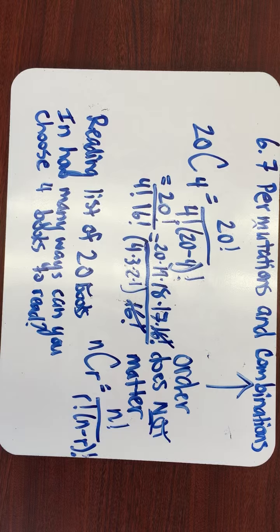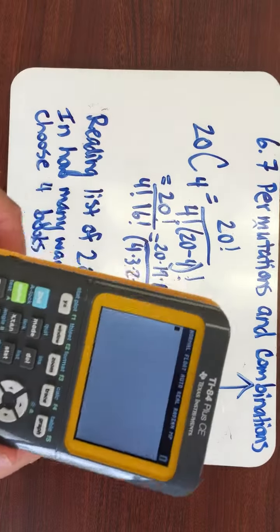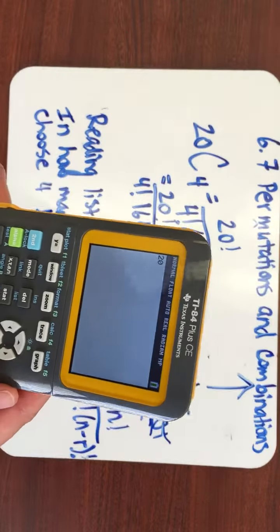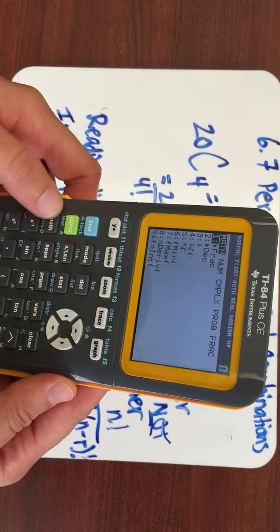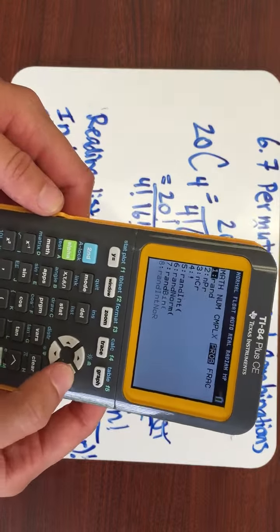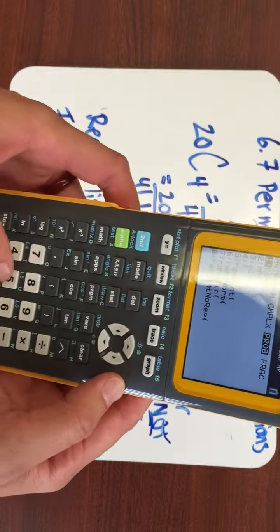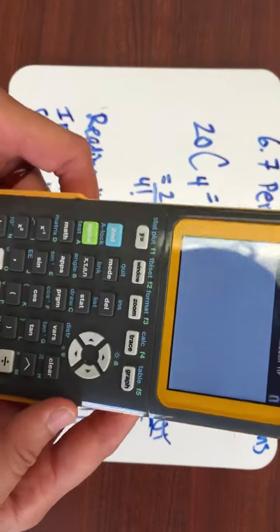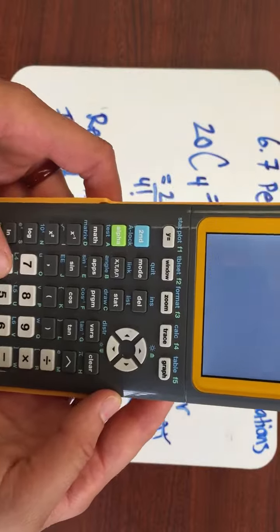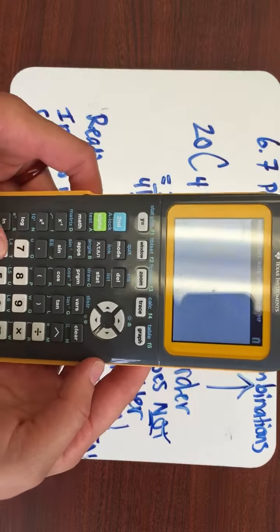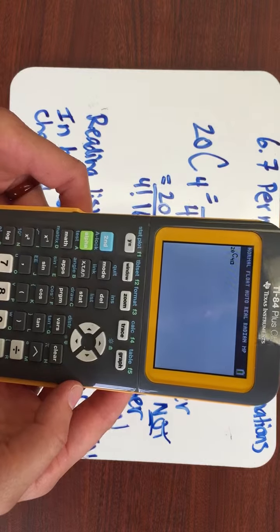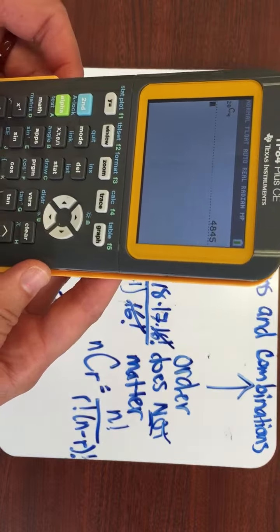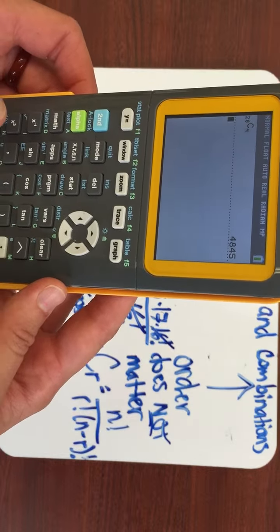Or if you have a graphing calculator, then we'll put that in. So we put 20, and then we press math. We arrow over to probability. We press number 3 for combination. We press number 4 because we're choosing 4 books to read, and then we press enter. And we get 4,845.